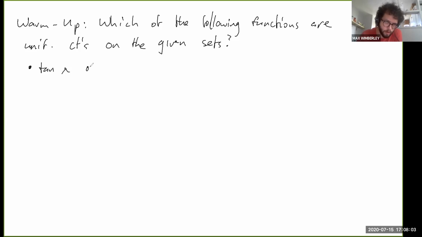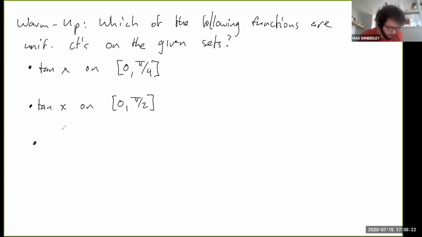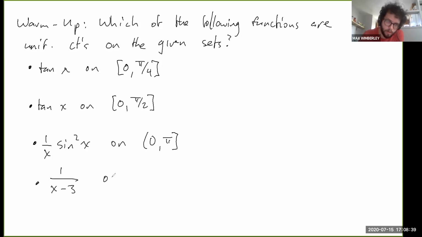So tangent of x on 0 to pi over 4, and x sine squared x on 0 to pi, 1 over x minus 3 on 0 to 3, and 1 over x minus 3 on 3 to infinity.